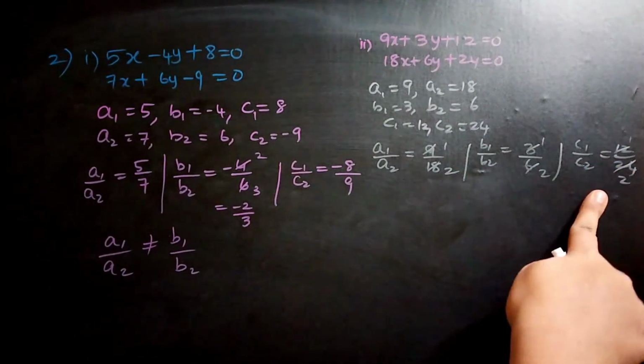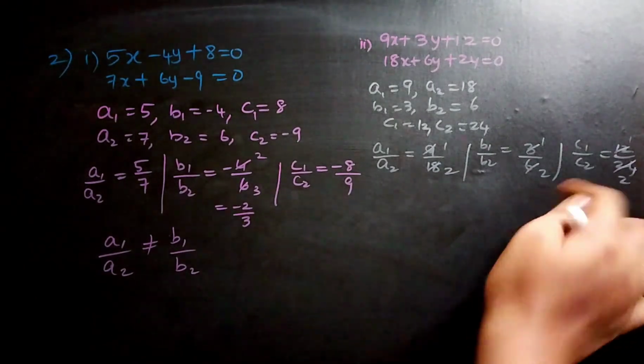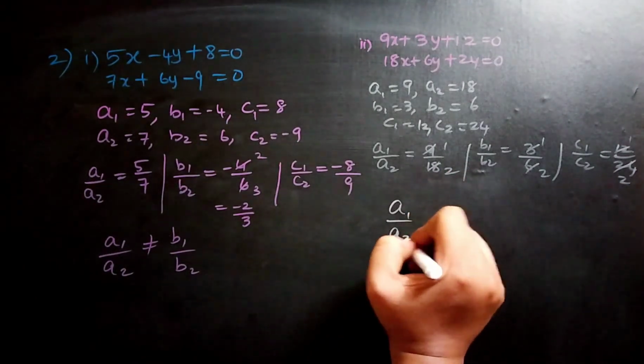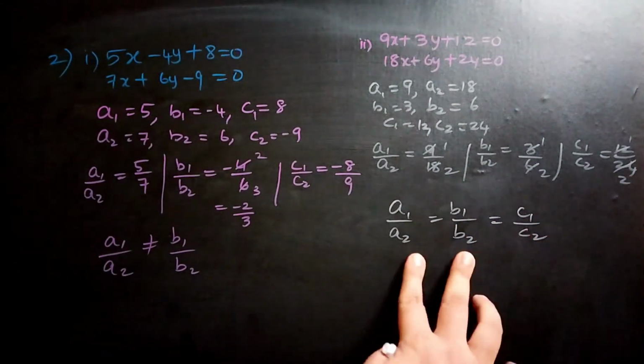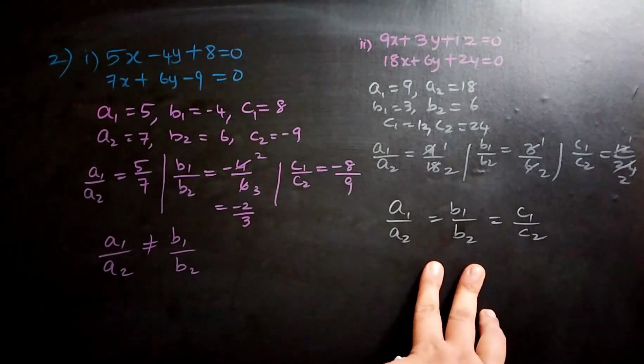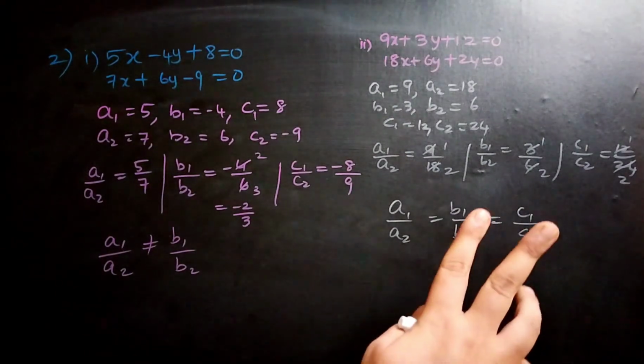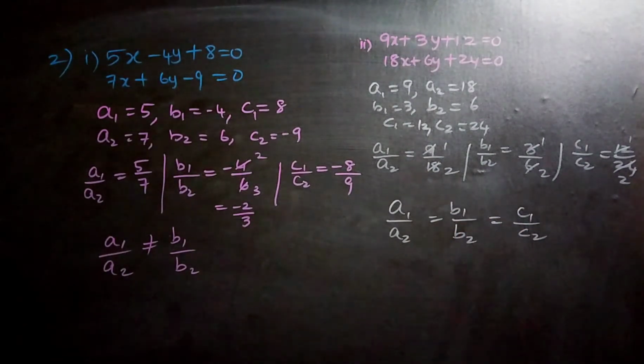If you check, all the ratio values are the same: 1 by 2, 1 by 2, 1 by 2. That means a1 by a2 equal to b1 by b2 equal to c1 by c2. The ratio values are the same, so the lines are coincident, with an infinite number of solutions.